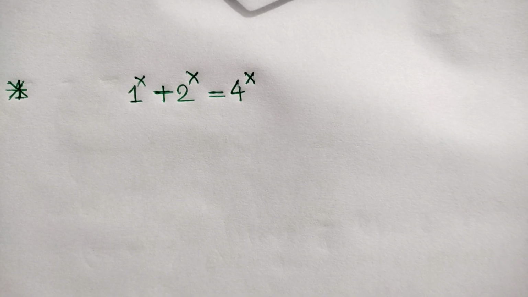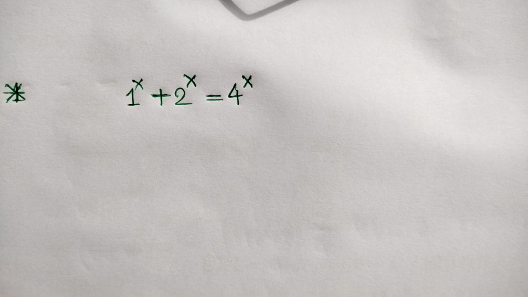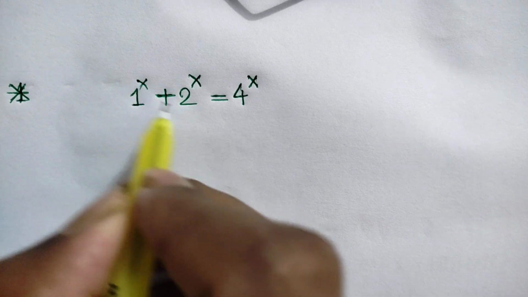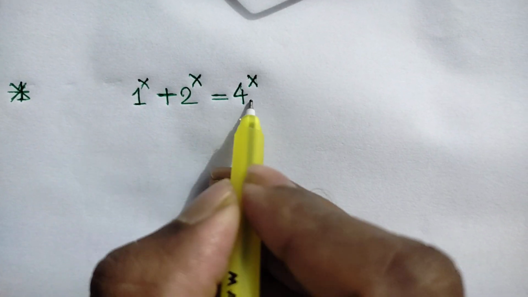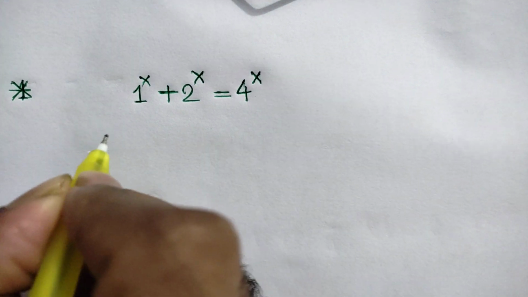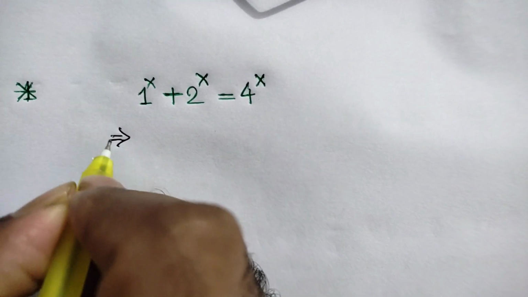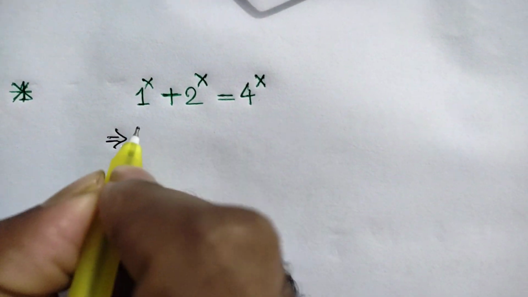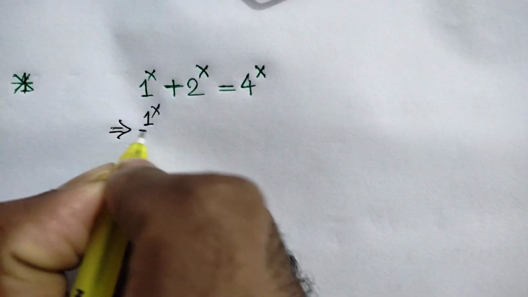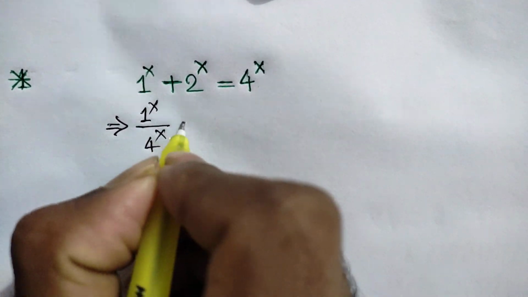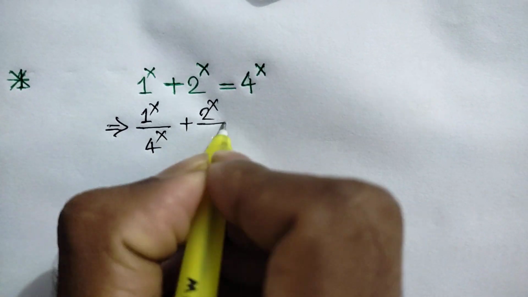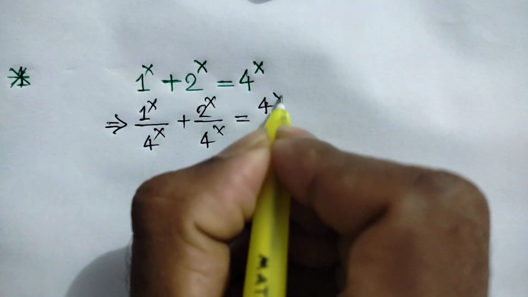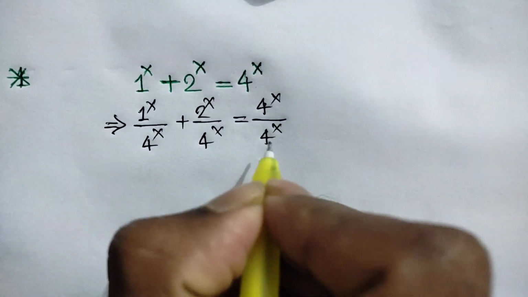Hi everyone, in this video I am going to show how to find the value of x where 1 power x plus 2 power x is equal to 4 power x. So at first we divide by 4 power x on both sides. We can write 1 power x over 4 power x plus 2 power x over 4 power x is equal to 4 power x over 4 power x.